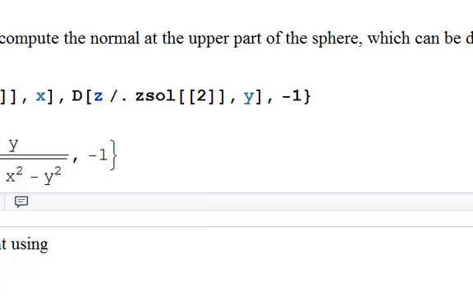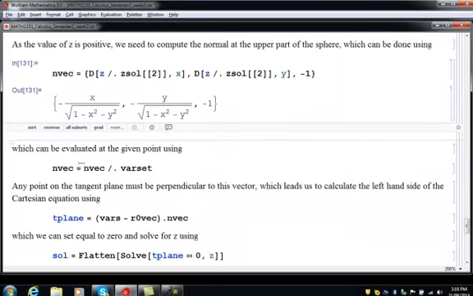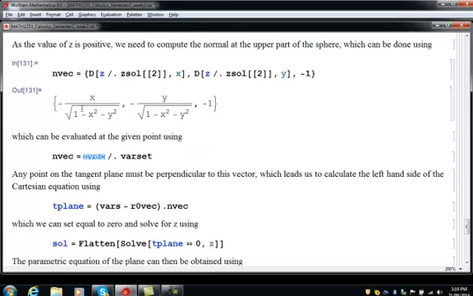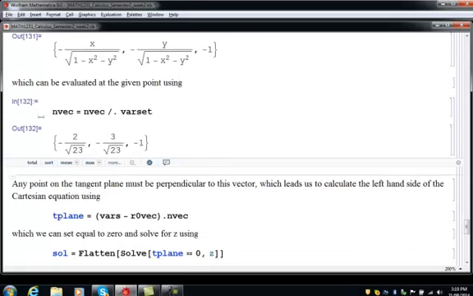And this is the expression for the normal to some point on the surface. And this can be evaluated at the given point by taking this expression n and replacing x and y by the values. And that gives me that. So this is the equation of the normal to the surface.